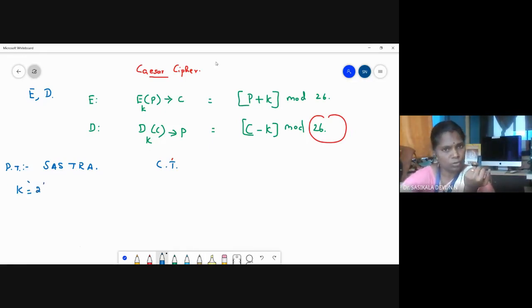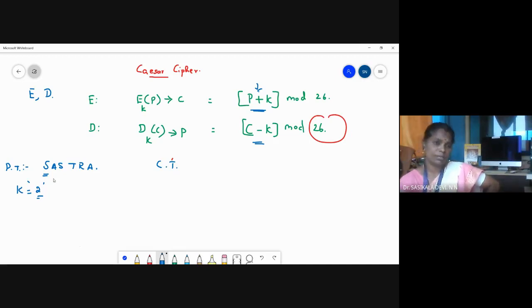It's also known as a shift cipher because in the encryption process, they are just shifting towards the forward direction. In the decryption process, we are shifting the characters towards the negative. That's it. So the key decides the number of shifting. This is basic arithmetic.